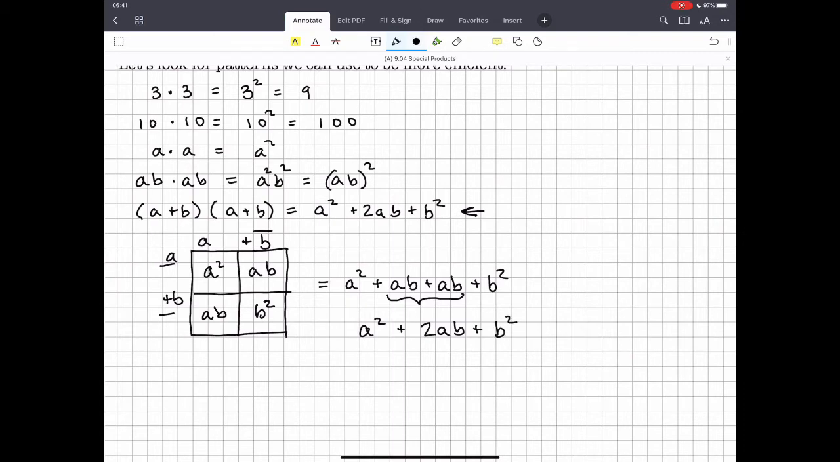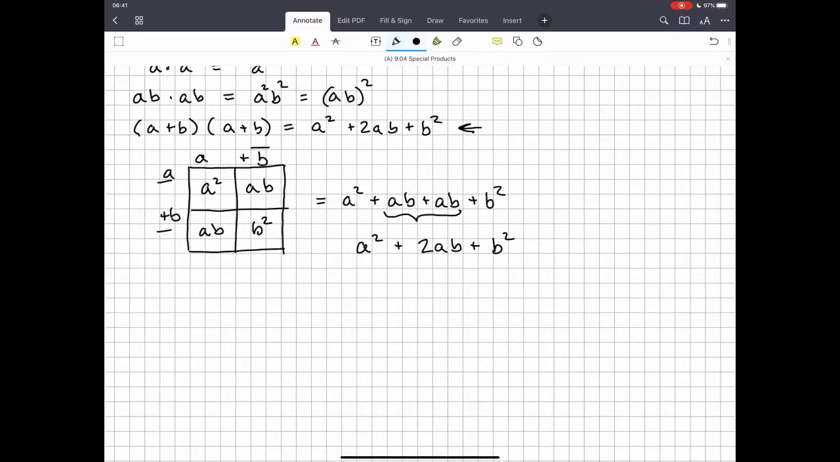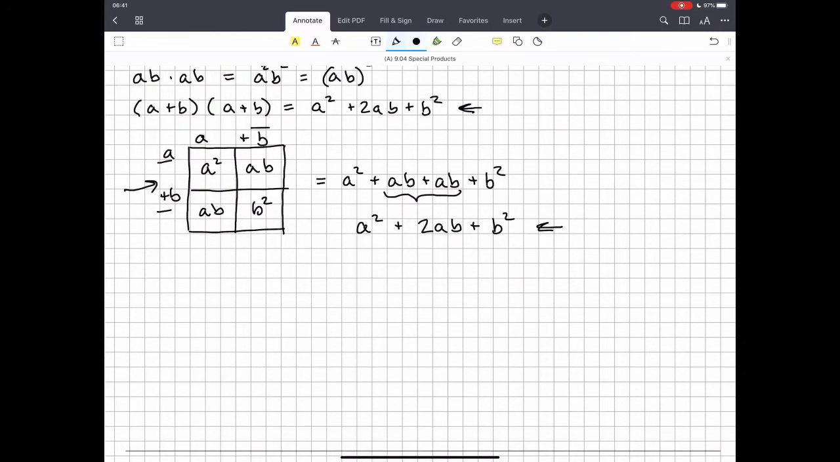So we're going to try this out now with some numbers involved. We're going to see if we can get to the point where we can skip the work, skip the table that I just did, and then go straight to something like this. So let's try this now with x plus 3 multiplied by the quantity x plus 3. What is the answer going to be?